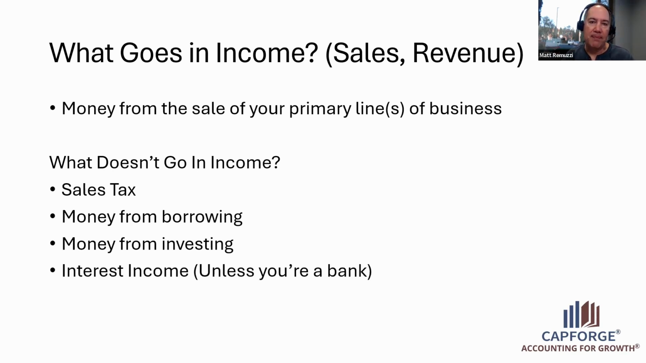or P&L. Interest income. Now, this does go on the P&L, but not in the income section. And I'll get to where it goes in a while. Unless interest is your primary line of business, like you're a bank, right? Interest doesn't go in the income section.